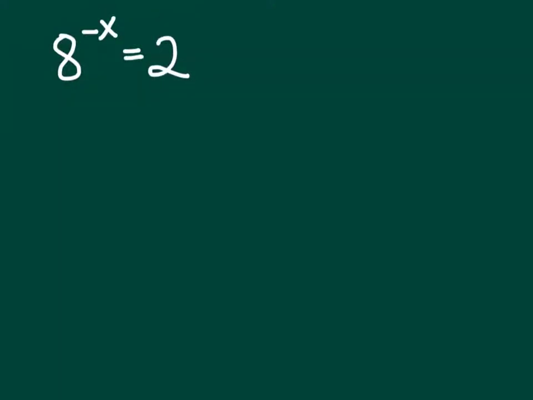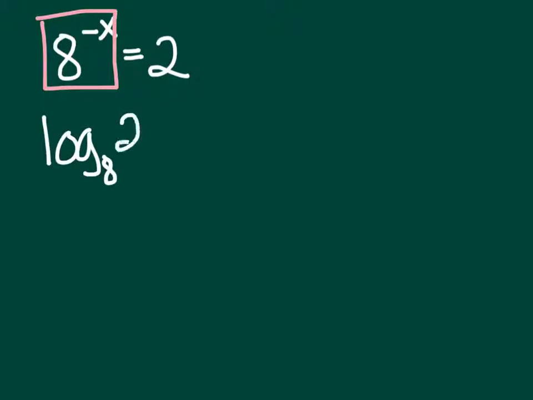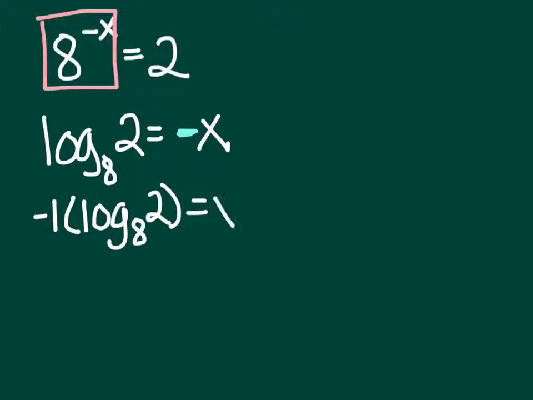We can do these with negative exponents. We have 8 to the negative x power equals 2. So our exponential part is all by itself. We can rewrite it log base 8 of 2 equals negative x. So basically whatever you get for log base 8 of 2, you're going to negate it or multiply it by negative 1, and then you'll have x. So you punch it into the calculator and you get negative 1/3, or 0.333 repeating.